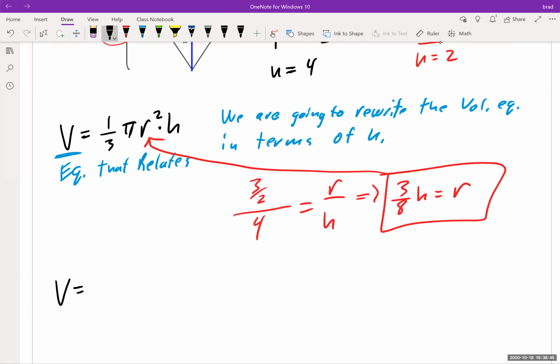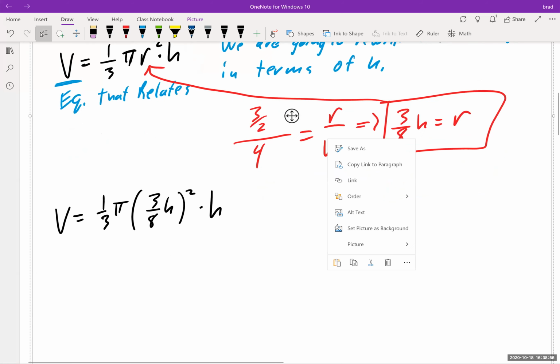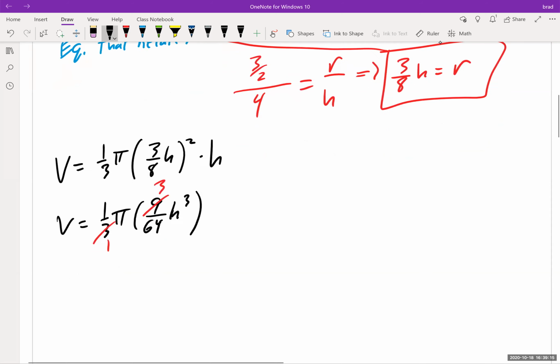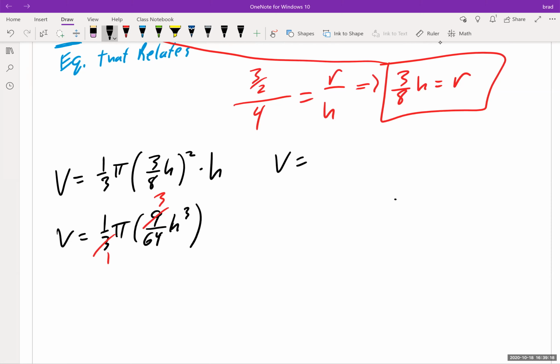Now this becomes volume equals 1/3 pi, now R is 3/8 H squared, times H. Now we don't want to DDT yet. We want to clean this up just a little. So V equals 1/3 pi times 9/64 H, what would that be? H cubed, right? So 9/64. We can do a little bit of canceling. This is 1 and this is 3. So we should end up with, let me write it over here so I don't run out of room, V equals 3 pi over 64 times H cubed.